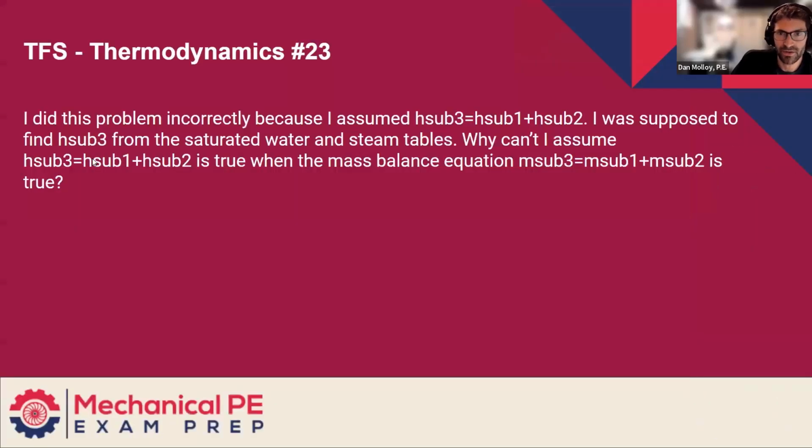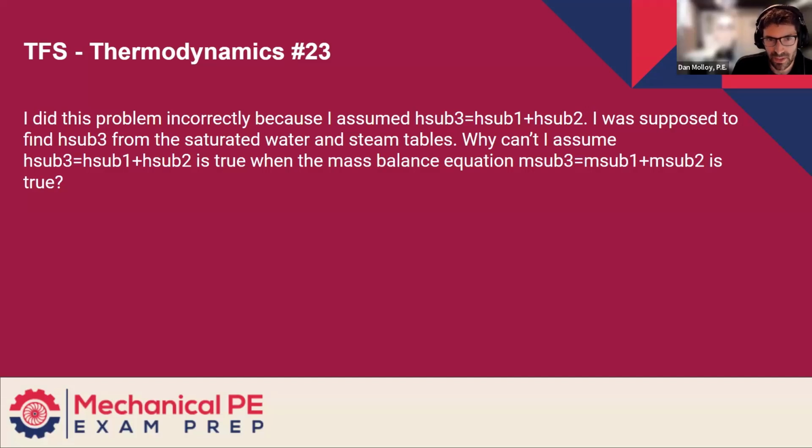All right, so starting off with Thermodynamics 23. This one was from the TFS program, but it certainly applies to both disciplines. So I did this problem incorrectly because I assumed H sub 3 equals H sub 1 plus H sub 2. I was supposed to find H sub 3 from the saturated water and steam tables.